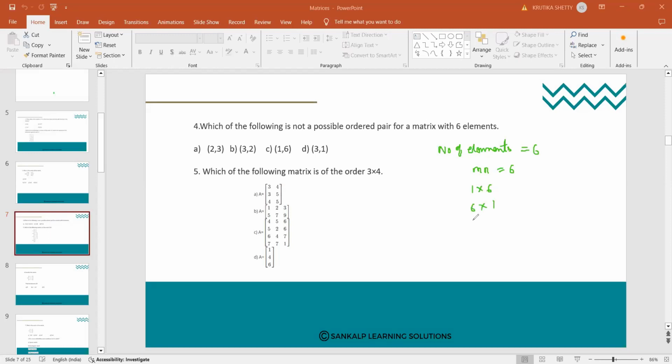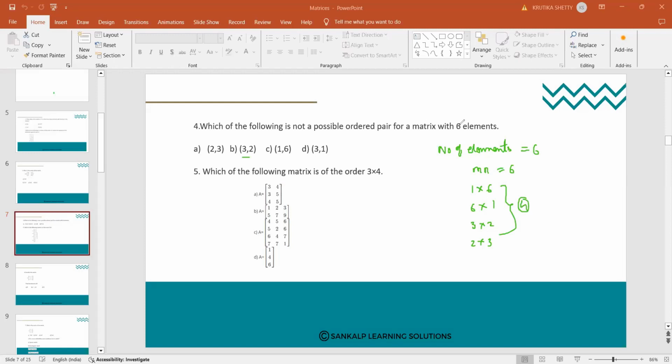Similarly, you have to use the numbers where the product is equal to 6. So 3 into 2 can also be a possible order, and 2 into 3 can also be a possible order. So these can be the 4 possible orders. Out of these 4 orders, which order is given over here? Option B, the order 3 cross 2, is given.